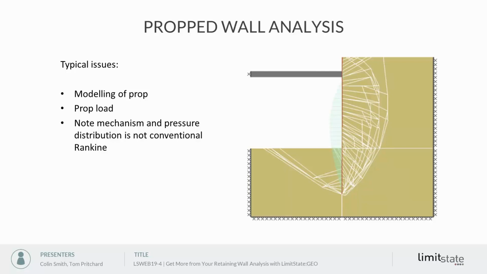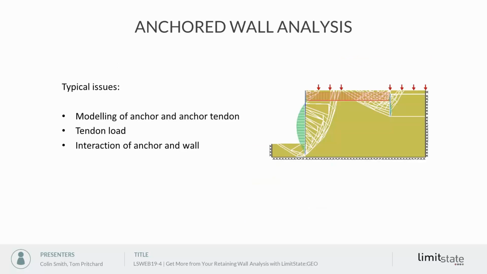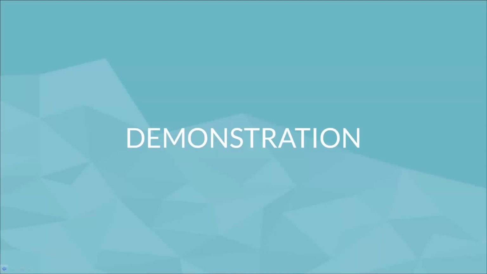Okay, so we're going to wrap up by briefly looking at prop wall analysis. Key issue here is how do we model the prop and work out what the load in the prop is, and in an anchored wall analysis, how do we model an anchor? How do we work out the force in the anchor tendon, and how do we look at the interaction of those two? So I'm going to go through those fairly quickly as we're coming to the end of the webinar. So just pull up the prop wall.